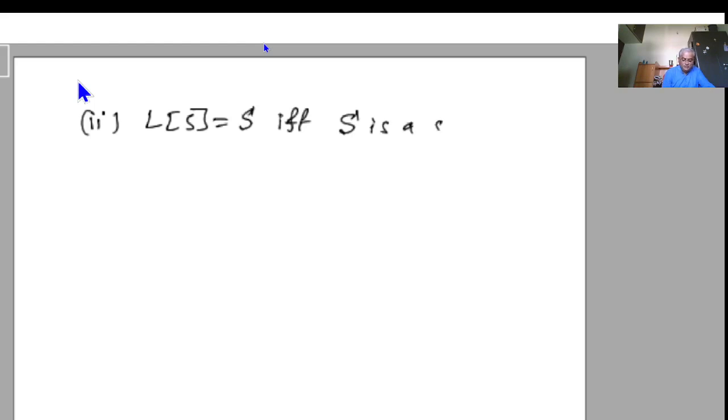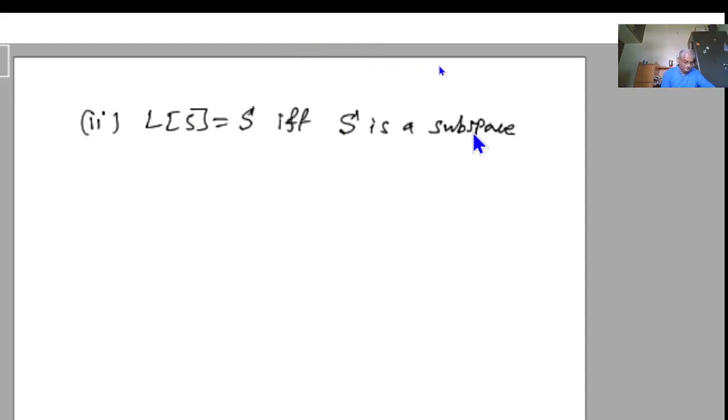Part 2 is: L of S is equal to S if and only if S is a subspace. That is, if L of S equals S, it implies that S is a subspace. Conversely, if S is a subspace, then L of S equals S. First, I will consider L of S equal to S and I will prove that S is a subspace.